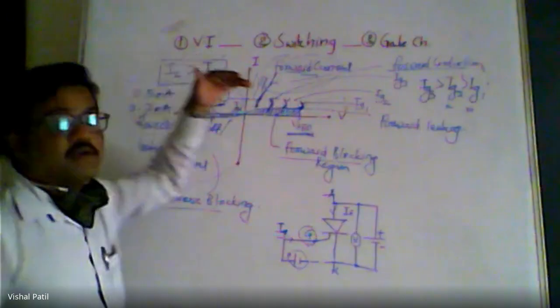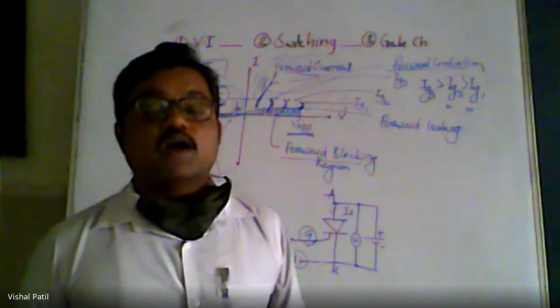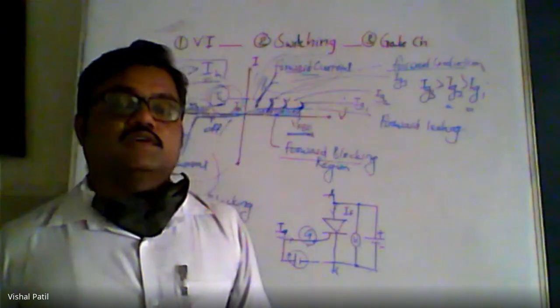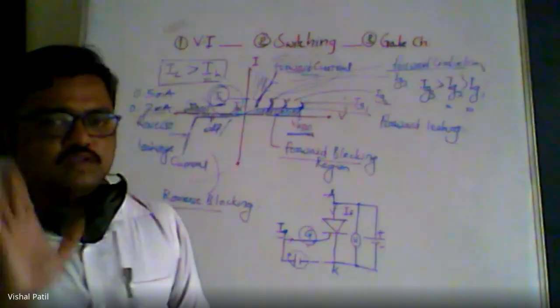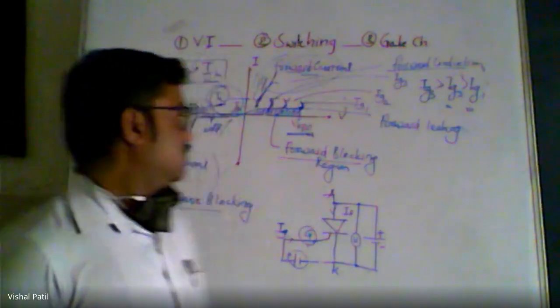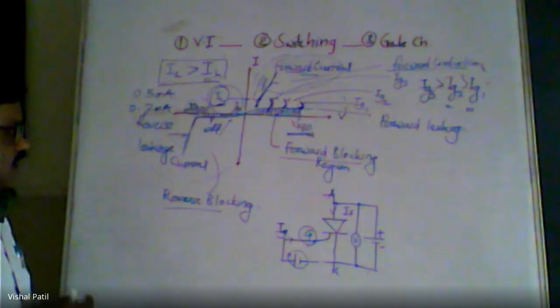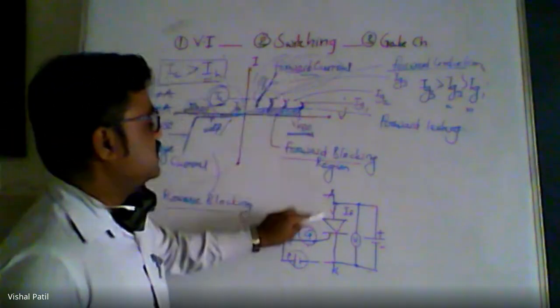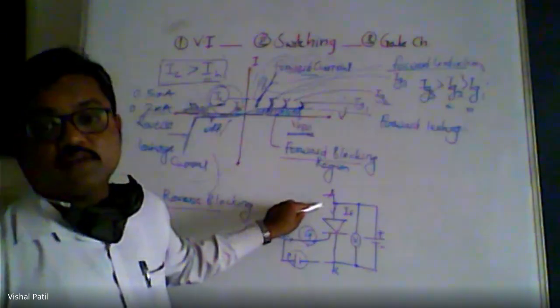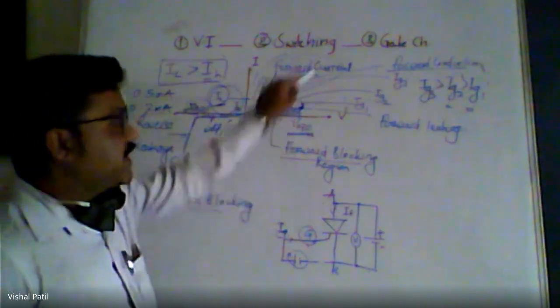Or what is the relation between latching current and holding current? Are they equal? Is latching current greater than or less than the holding current, like that. This must be remembered. And how to connect the thyristor to draw the VI characteristic is like this. So you may call this a circuit for VI characteristic.